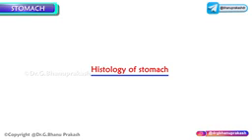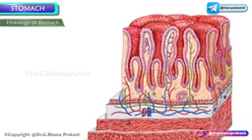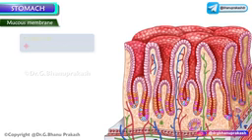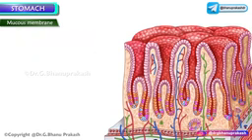And the next is histology of the stomach. As I already told you, the stomach has mucosa, submucosa, muscularis externa and serosa. So first is the mucous membrane. At the cardiac end, the mucous membrane contains simple columnar epithelium with small tubular glands. Next, if you see at the fundus as well as body of the stomach, the mucous membrane contains gastric glands.